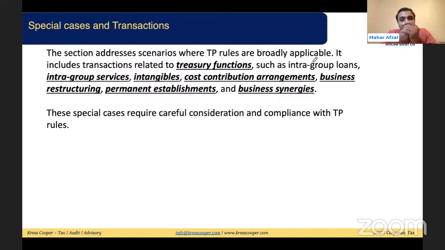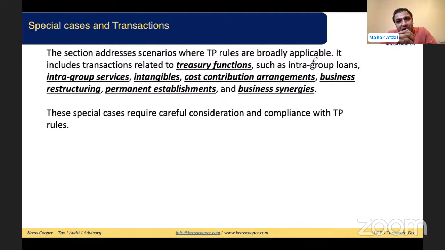Then in the guide, the same thing has been highlighted. Just wanted to highlight the same thing has been highlighted in the TP guide as well, which has been issued by the FTA. We'll go through the guide very quickly after these slides. Then in the TP guide, they have given specific treatment for the very common transactions in the market. These common transactions are treasury functions like intra-group loans.